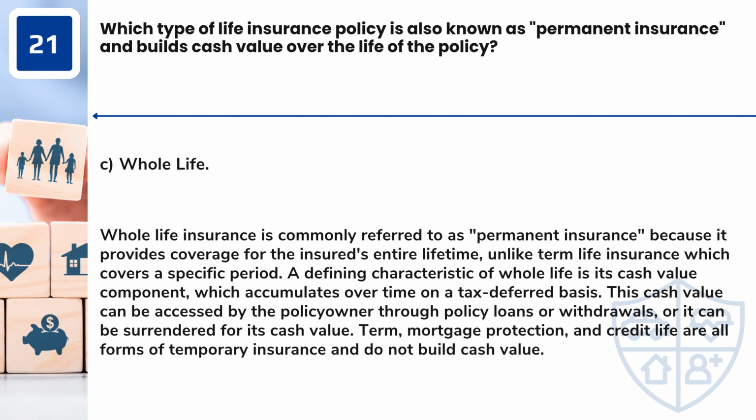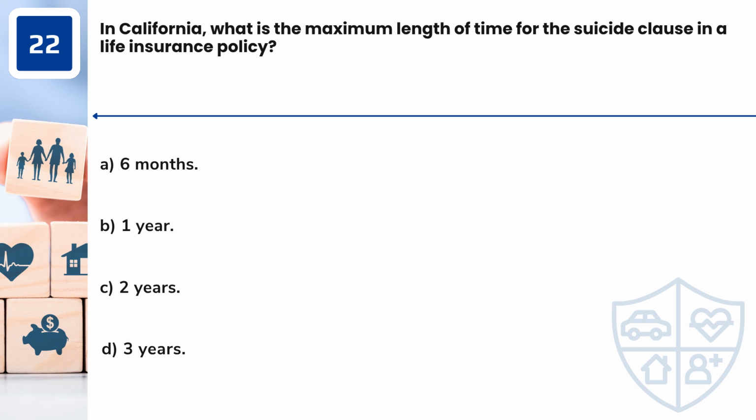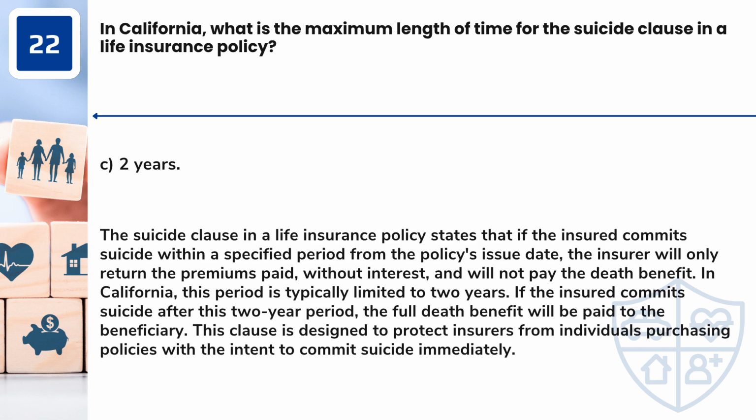Question 22. In California, what is the maximum length of time for the suicide clause in a life insurance policy? A. 6 months. B. 1 year. C. 2 years. D. 3 years. Answer: C. 2 years.